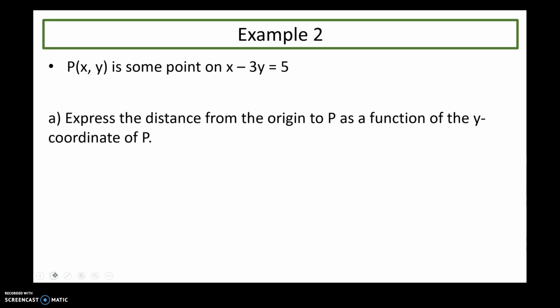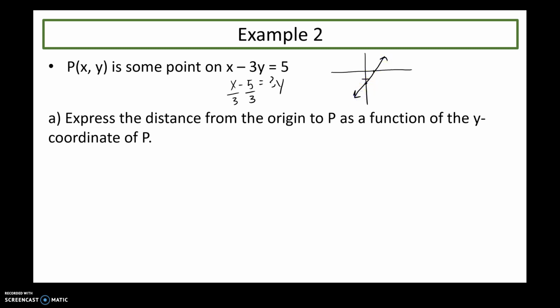All right, suppose P is a point on the line x minus 3y equals 5. Express the distance from the origin to some point P as a function of the y coordinate only. All right, so if we think of a sketch, x minus 5 equals 3y, dividing both sides by 3. So if I think about this line, y-intercept just a little bit below -1 with a slope of 1/3. So it's going to be an increasing line.